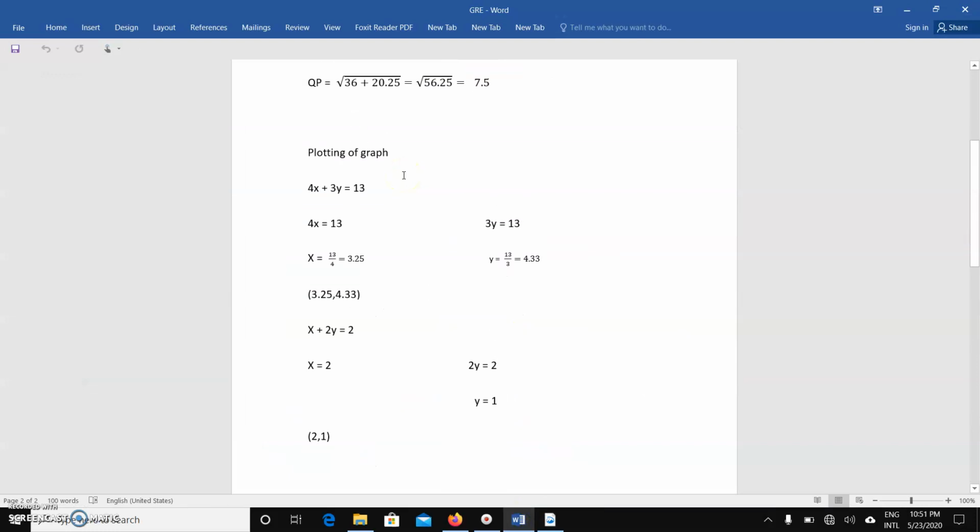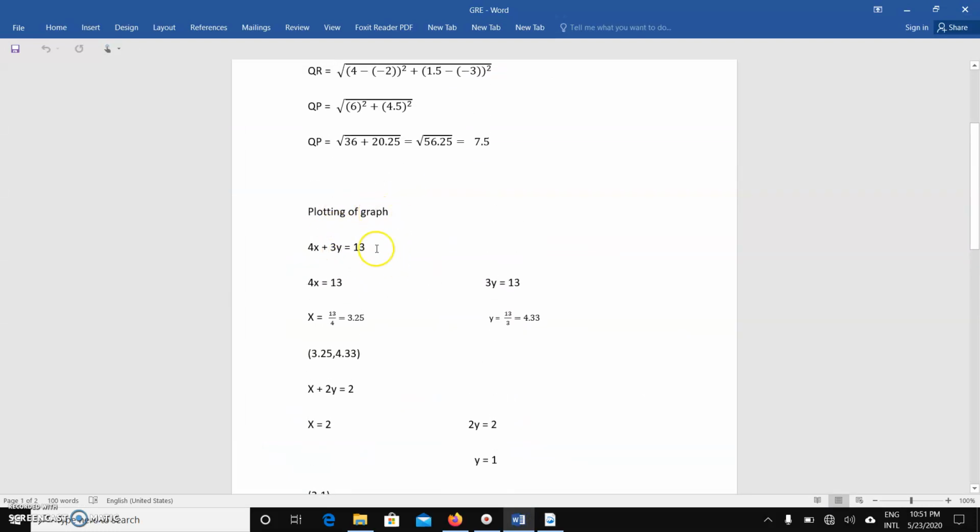If you're supposed to plot those two, plotting of graph now, this is the first equation: 4x plus 3y equals 13. So cover up one variable. Just let's say you cover up 3y, and just equate 4x equals 13. You solve for x equals 13 over 4, which is eventually 3.25. The other one. Since you know the value of x, to know the value of y, you need to cover this 4x. So cover the 4x up and equate 3y equals 13. You solve for y, so y equals 4.33.